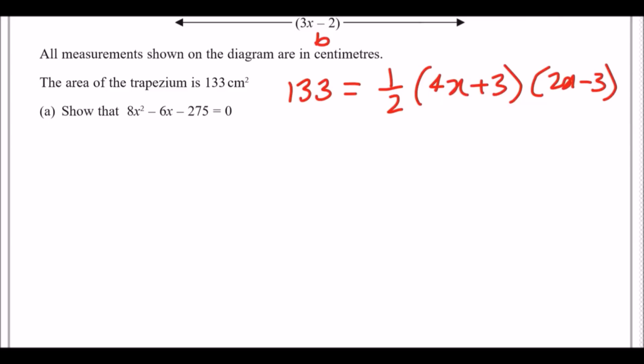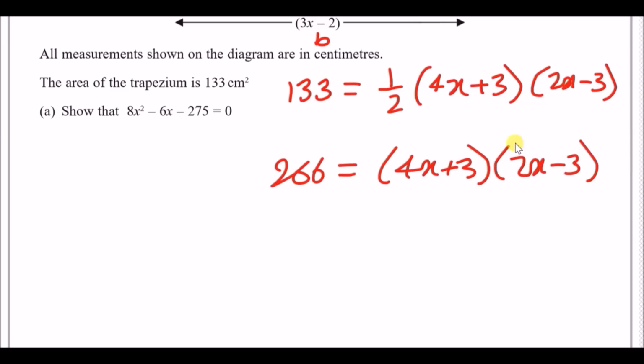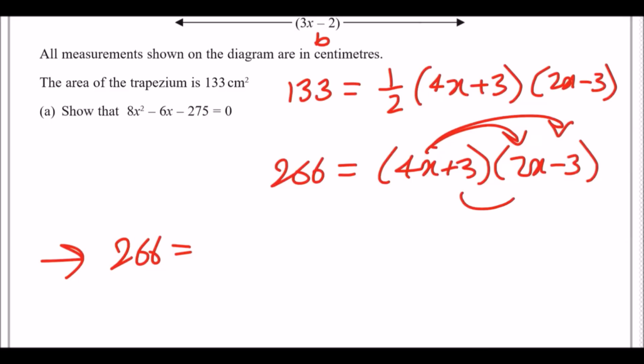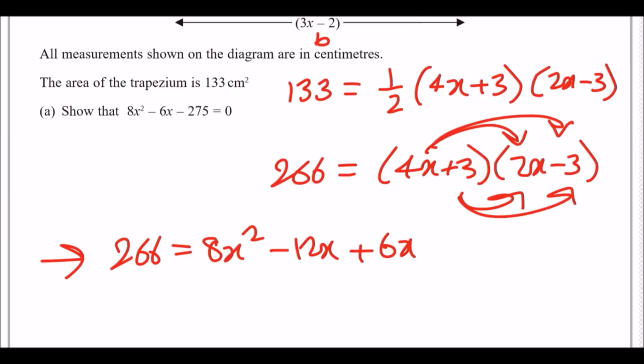Now we just got to simplify all of this. First thing you want to do is multiply by 2 to get rid of the half. So times this by 2, you get 266 equals all of these. Now we got to expand this bracket. So 266 equals, open this quadratic, you have 4x times 2x, 4x times minus 3, 3 times 2x, and 3 times minus 3. So 4x times 2x gives us 8x squared. 4x times minus 3 gives us minus 12x, this makes plus 6x, and 3 times minus 3 is minus 9.